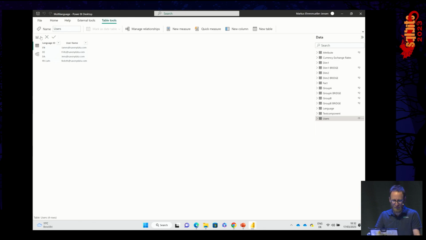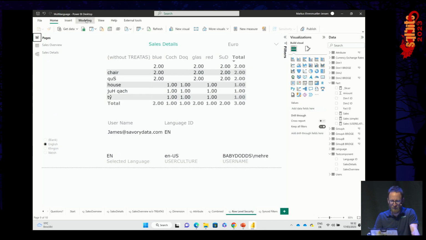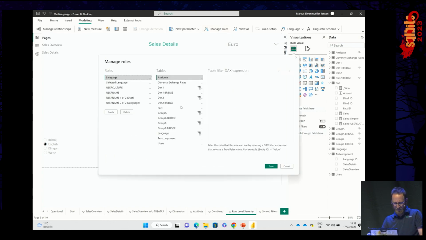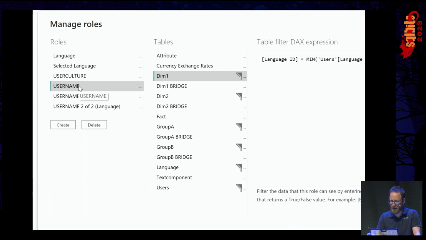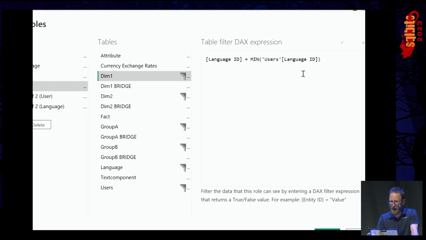And then of course in the modeling, you can build up the roles. I have then a role, let me think which one we use here, the username, I think this would be this one, let's zoom in here. Right. So there's a role called username, and this would then look up the username, find the language ID for the user, and apply it on the language ID of dimension 1 and dimension 2 and so on.